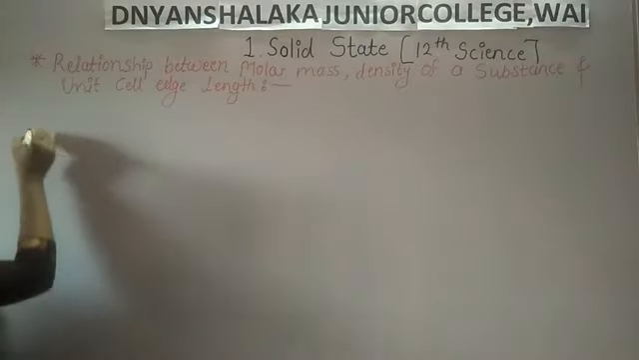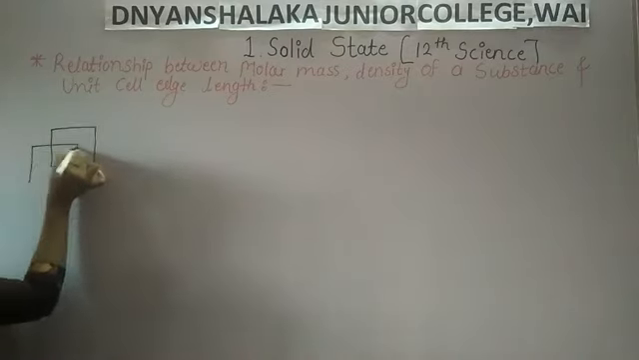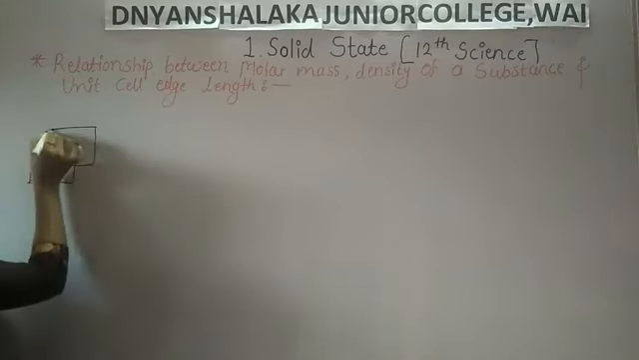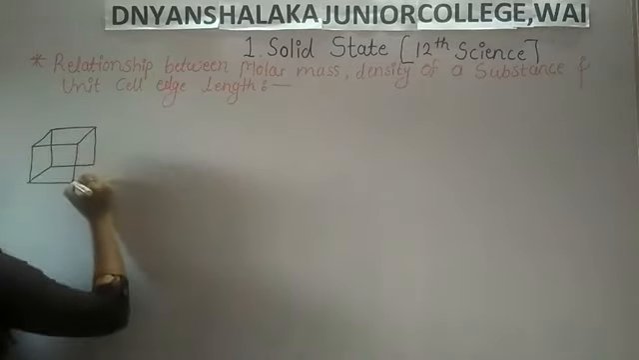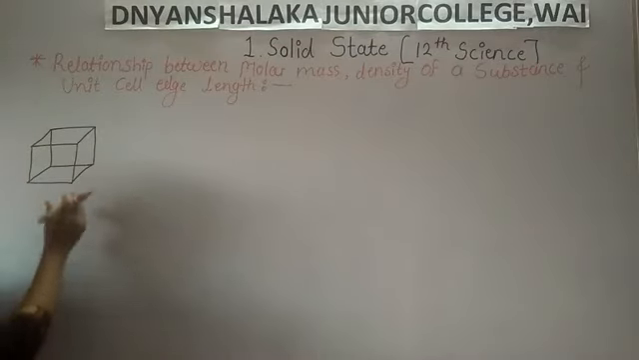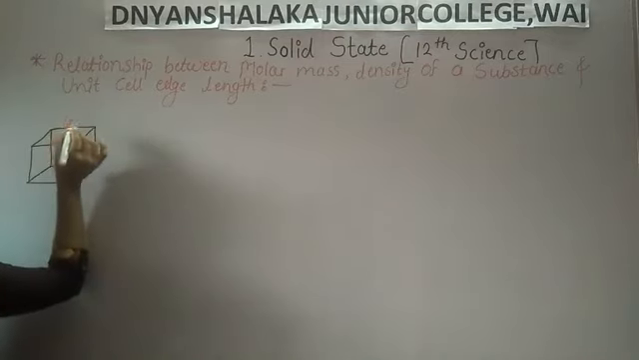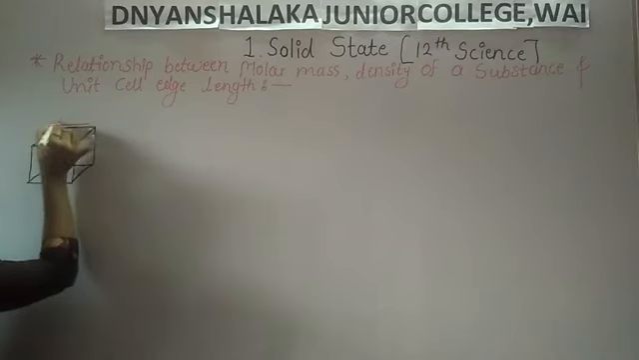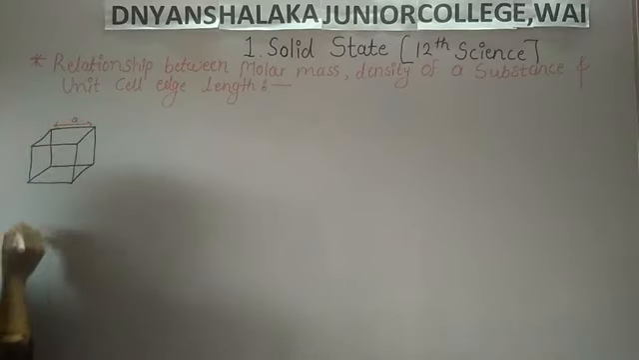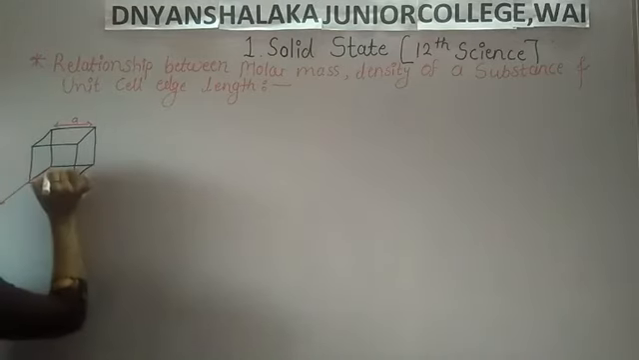So for this we draw a cube. This is a unit cell diagram of a crystal structure, meaning the repeating structure of any crystal structure. So it is called a unit cell, a simple cube structure. This is the edge length a, along the x-axis. So the x-axis has edge length a.